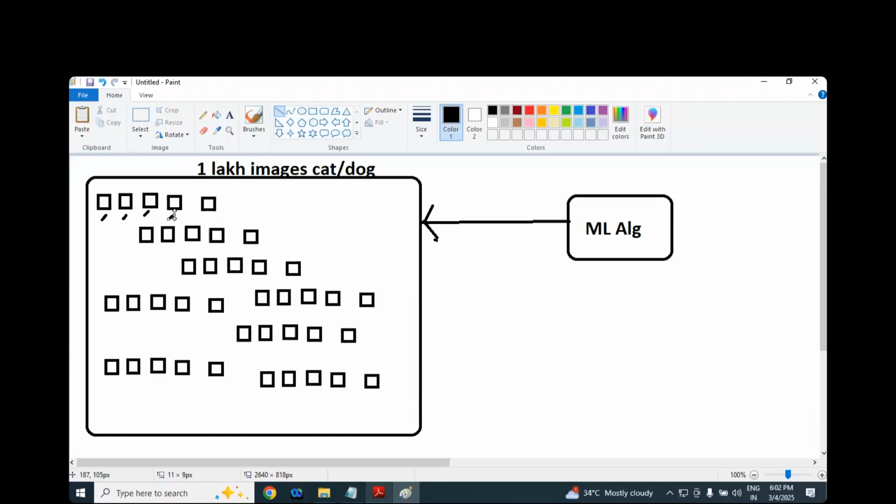What is required? Training is required. We have to keep a lot of images in one computer, then start feeding it: image number one, cat and dog, image number two, cat and dog. Now after all this training is over, very good, the cat and dog model is ready.